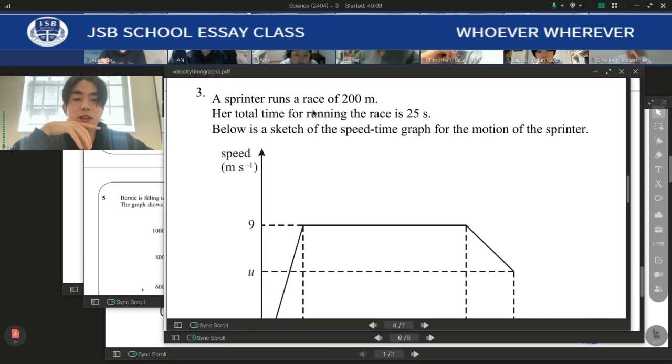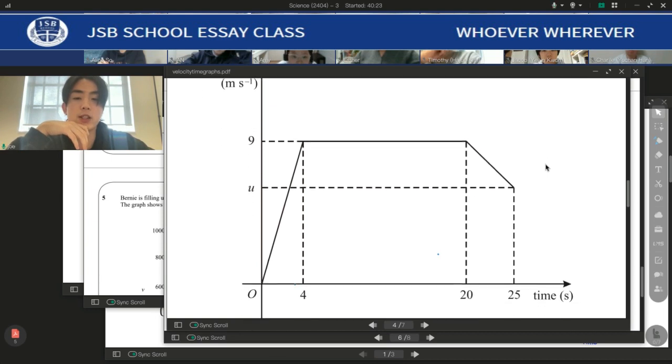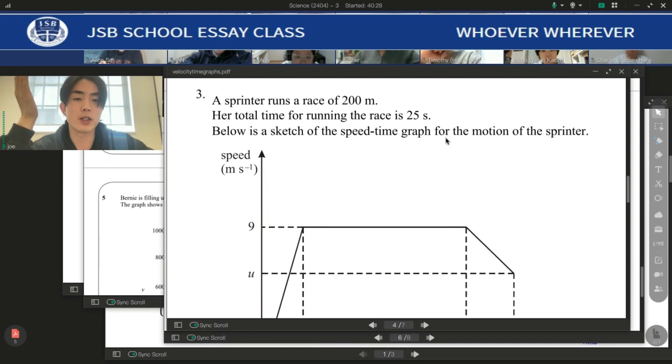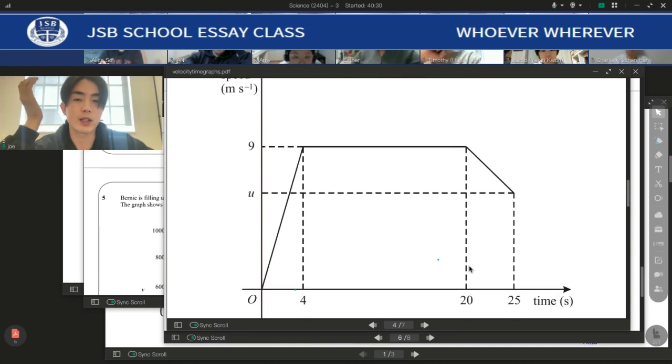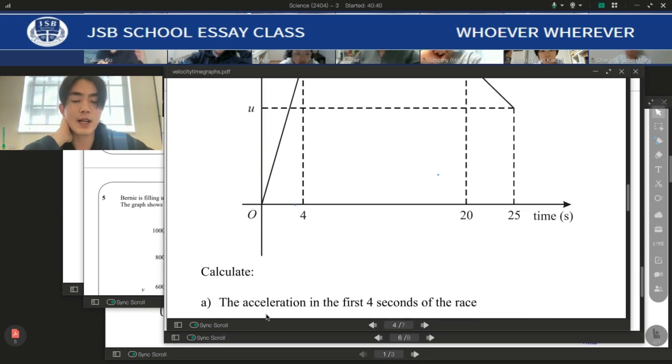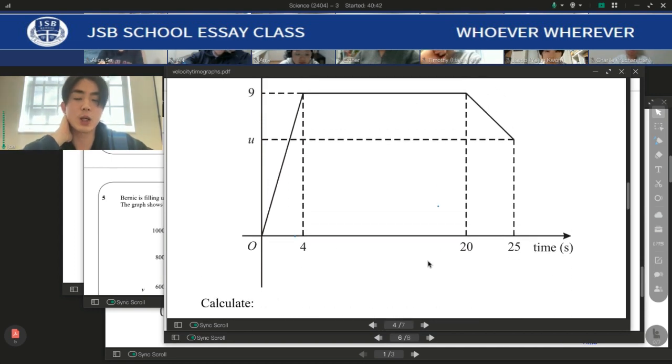A sprinter runs a race of 200 meters. Her total time for running the race is 25 seconds. Below is a sketch of, they call it speed, but speak of velocity, okay? So here is a sketch of a speed time graph with the motion of the sprinter. So she runs 200 meters in 25 seconds, okay? That's why it's 25 seconds like this. So there's a couple of things we can see. The speed goes up to 9. We have this weird U speed as well, okay? So U. Right, calculate the acceleration in the first 4 seconds. So how do you work out the acceleration?